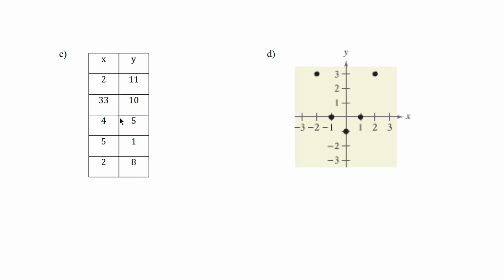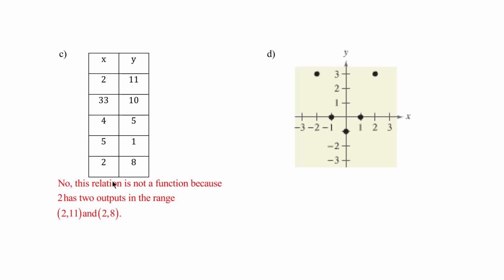Next, we need to determine if this relation is a function. If we look at the x value of 2, you can see here that 2 corresponds to 11, and 2 also corresponds to 8. So we would say that no, this relation is not a function because 2 has 2 outputs in the range. We have 2, 11, and we have 2, 8.